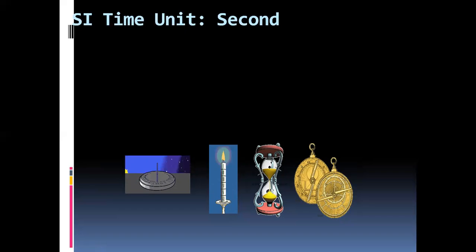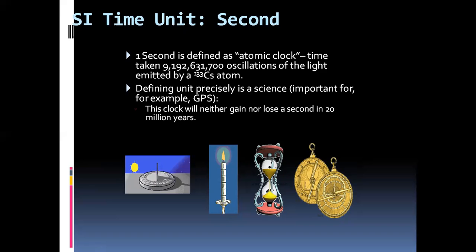Next is the unit of second. One second is defined by the atomic clock: the time taken for 9,192,631,700 oscillations of the light emitted by a cesium-133 atom. Defining units precisely is important in science, for example in GPS. This clock will either gain or lose a second in 20 million years.